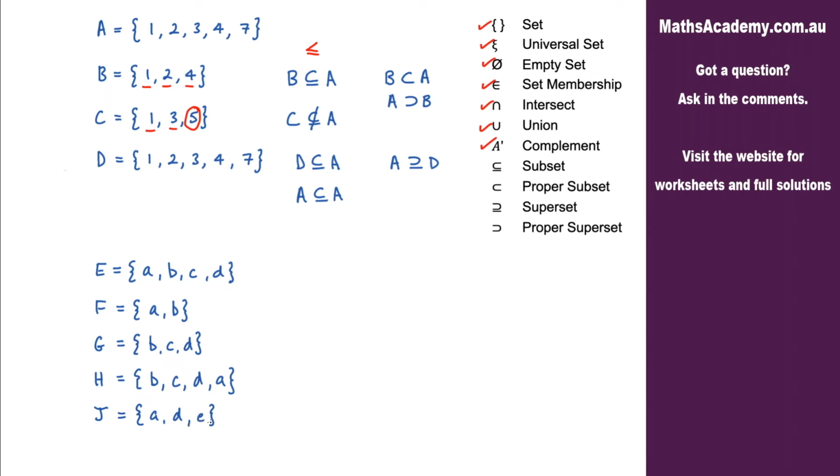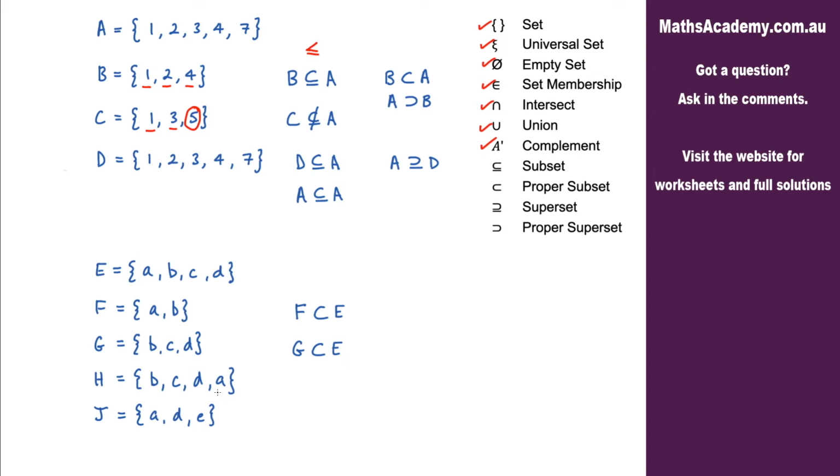Okay, well, let's look for subsets, proper subsets, and supersets. So what we can say here, well, F has elements A and B, which are contained in E. So what we can say is that F is a subset, a proper subset of E. It is also a subset, but it's a proper subset. G, well, B, C, and D are also in E. G is a proper subset of E.